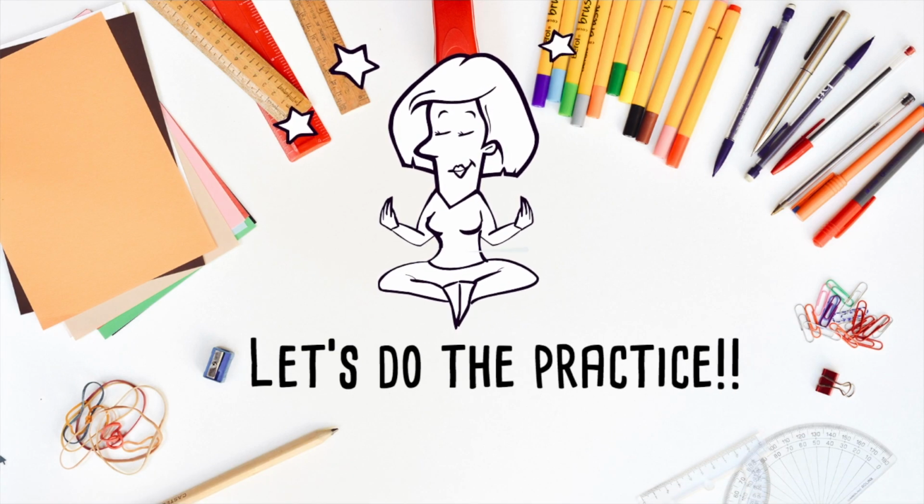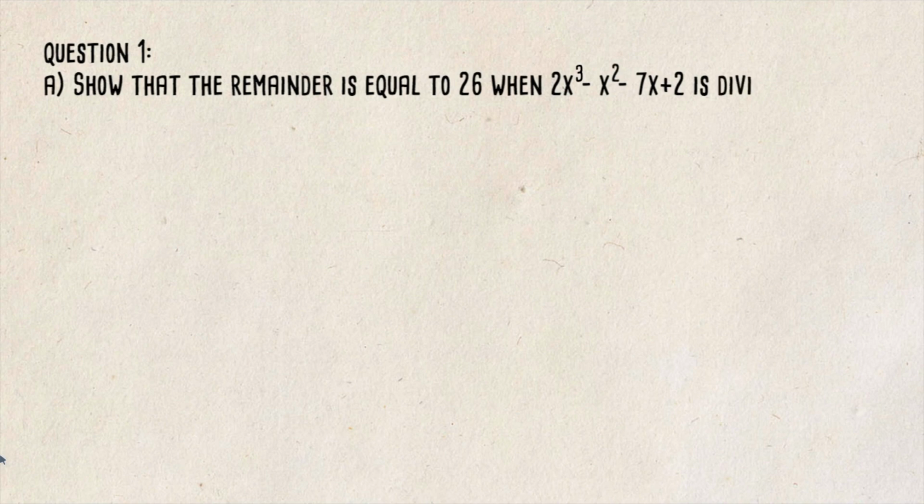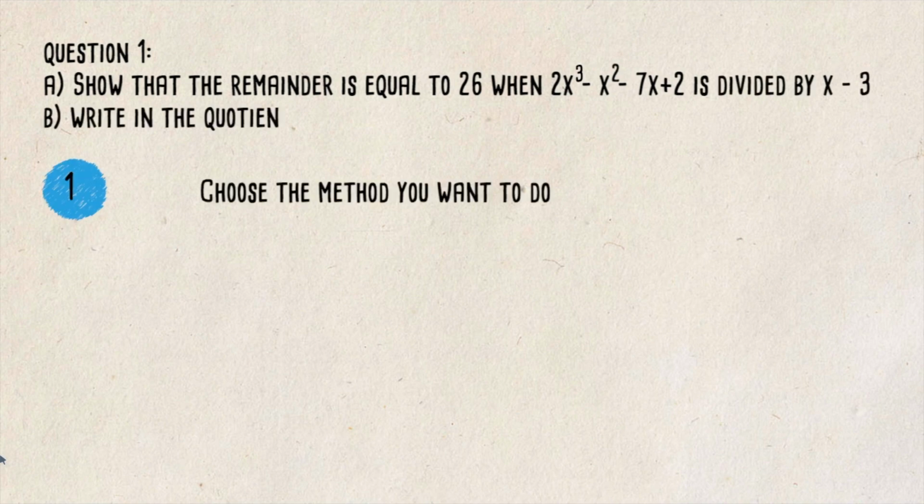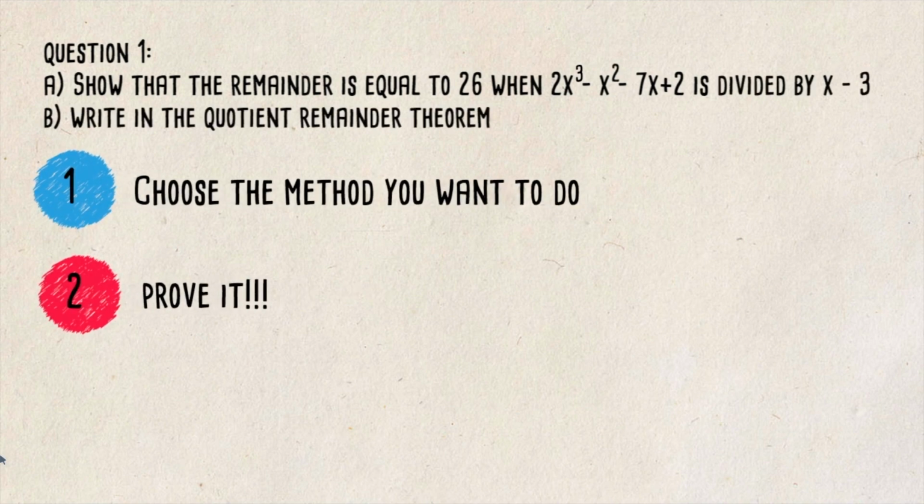Let's do the practice. So first question. A, show that the remainder is equal to 26 when 2x cubed minus x squared minus 7x plus 2 is divided by x minus 3. B, write in the quotient remainder theorem. My suggestion, you choose the method you want to do and then you prove it.